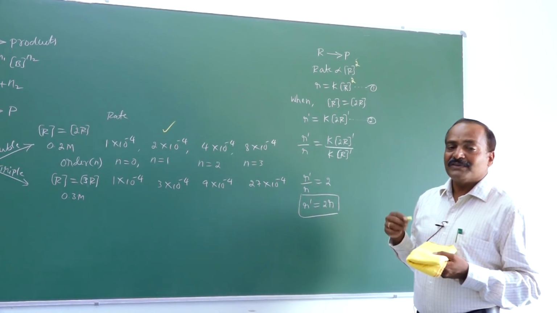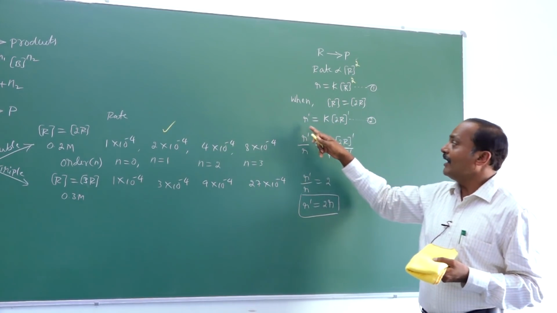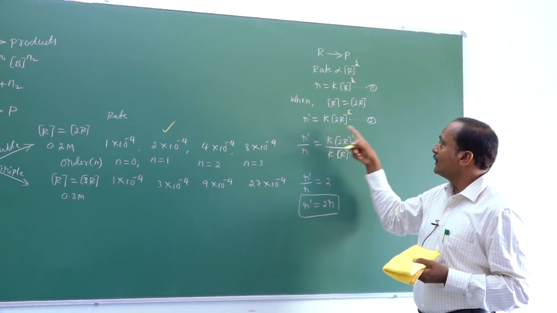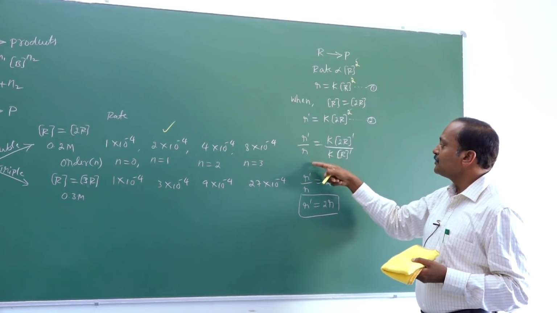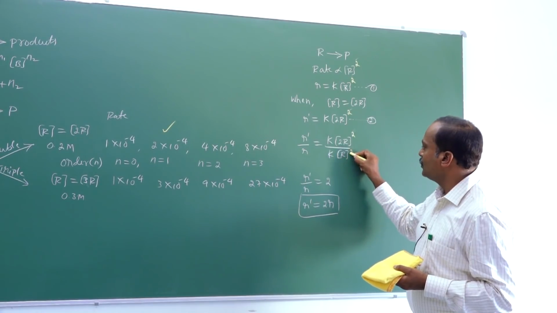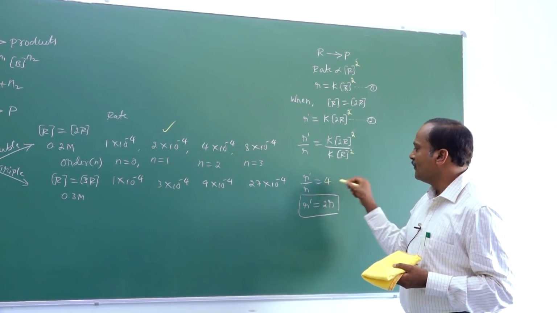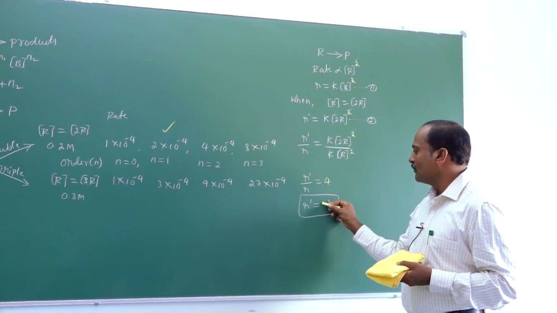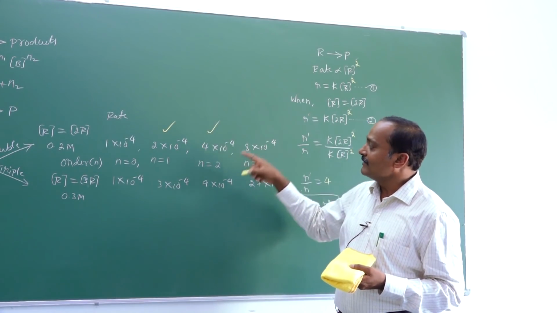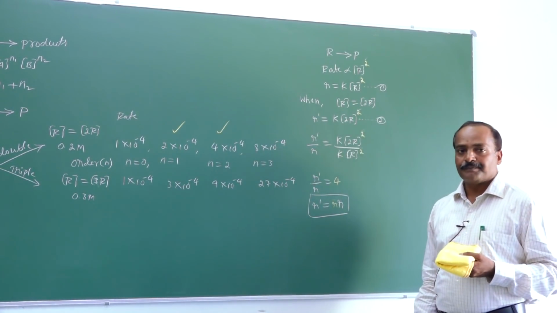When the concentration of the reactant is doubled, R becomes 2R, then equation 1 becomes R dash is equal to K into 2R power 2. Then equation 2 divided by equation 1: R dash by R is equal to K into 2R power 2 divided by K into R power 2. Then R dash by R is equal to 4, then R dash is equal to 4R. Hence, in a second order kinetics, when the concentration of the reactant is doubled, the rate increases by a factor of 4.